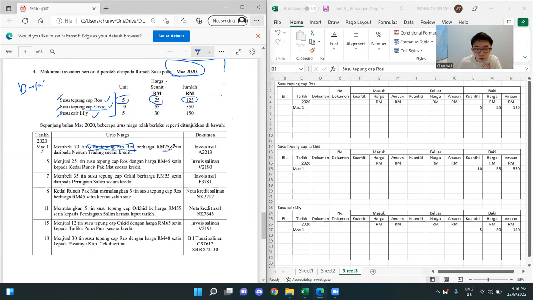Okay, berharga RM25 setin daripada Nexum Trading secara kredit. Alright, so for your information, we don't really care about the secara kredit atau secara tunai here, because this card inventory is just to record inventory. You see, that's why I said there are a lot of systems. So this system, the secara kredit, will later go into the billing and payment system that I mentioned about just now. You see that? Can you see? So in the Urus Niaga, there are a lot of systems. They come into play at the same time.